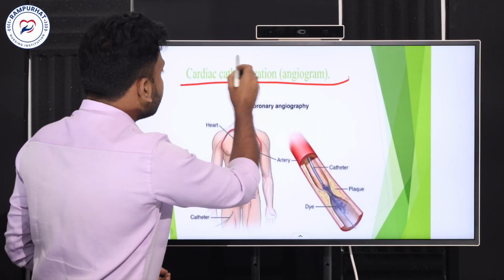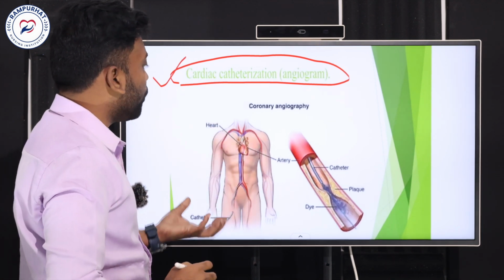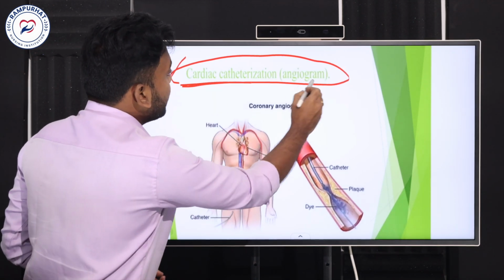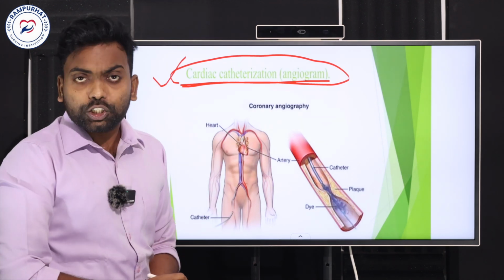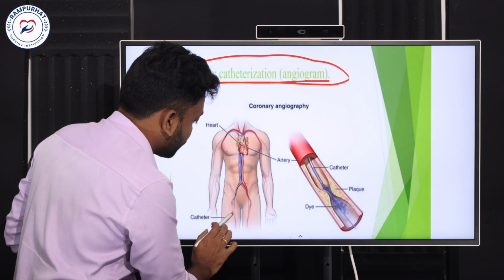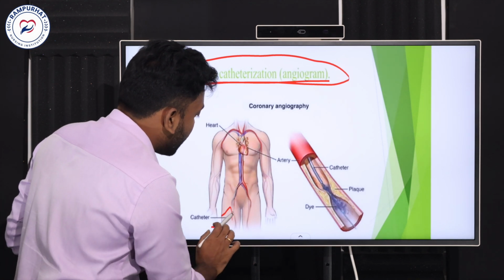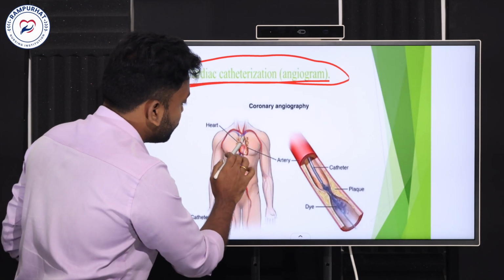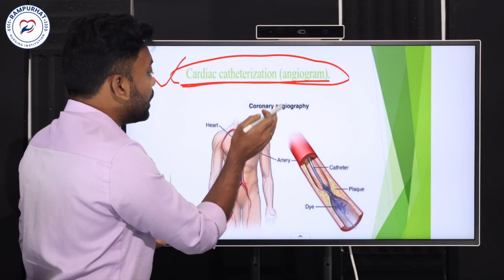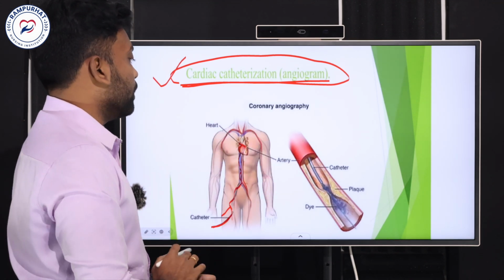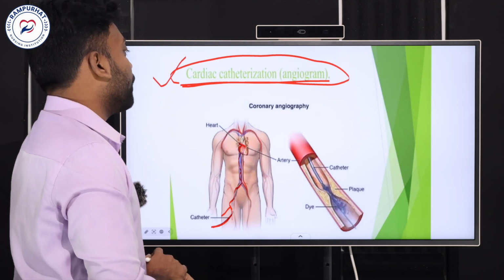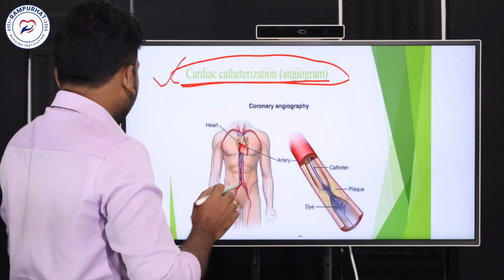Next, the specialized technique for finding atherosclerosis within the coronary artery is cardiac catheterization, which is also called angiogram. Angiogram is nothing but inserting a catheter through the femoral artery into the heart, into the coronary artery. In that case you can find the exact position of the plaque, the exact position of the spasm or narrowing of the coronary artery. In that case you can find the location.